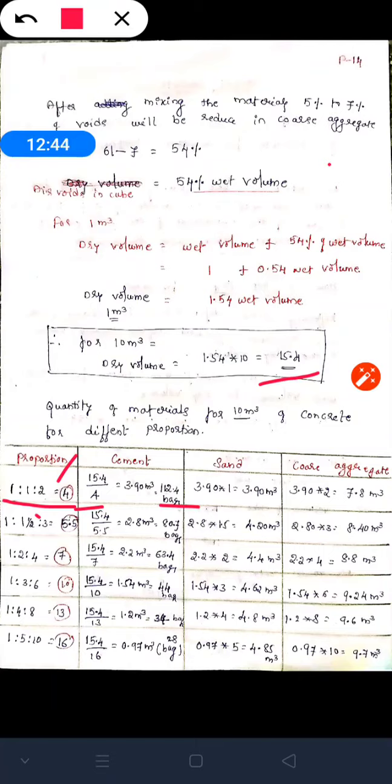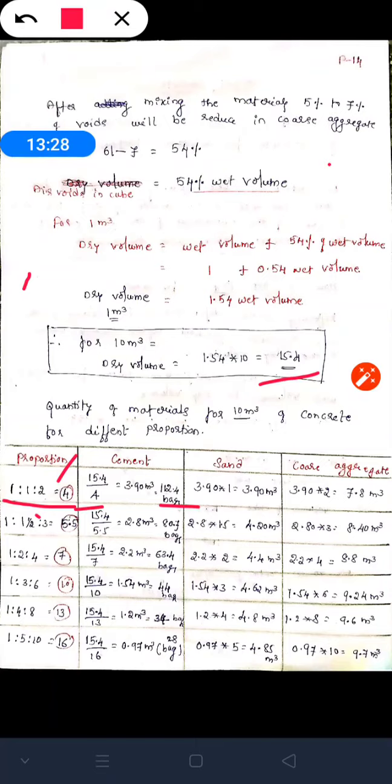Take an example. Per one bag its weight will be around 50 kg. As we know, the density of cement equals 1450. So 50 kg divided by 1450, here the kg gets cancelled, and we get the volume per one bag equals 0.0347 meter cube. So 3.9 divided by 0.0347, then we got 112.4 bags here.